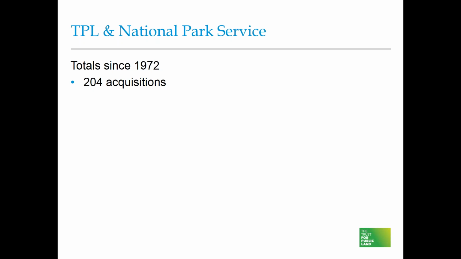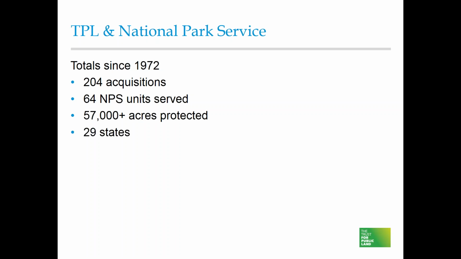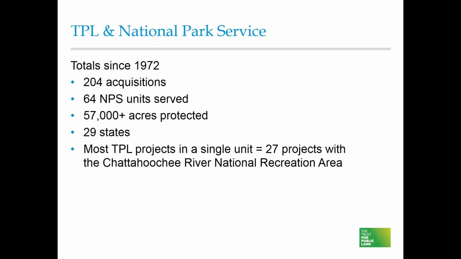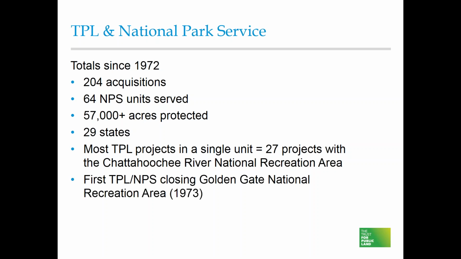Since 1972, we've acquired 204 distinct properties, helped 64 different units of the park system, conserved over 57,000 acres as part of the National Park System. That is inclusive of 29 states. And then a little bit of trivia for you. The park unit with the most TPL projects is the Chattahoochee National Recreation Area, and we'll be talking a little bit about that as a case study towards the end of this presentation.